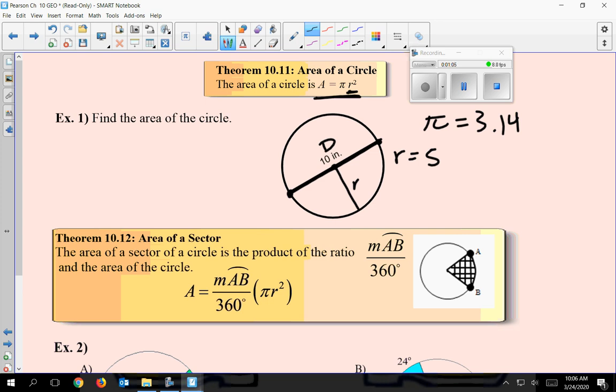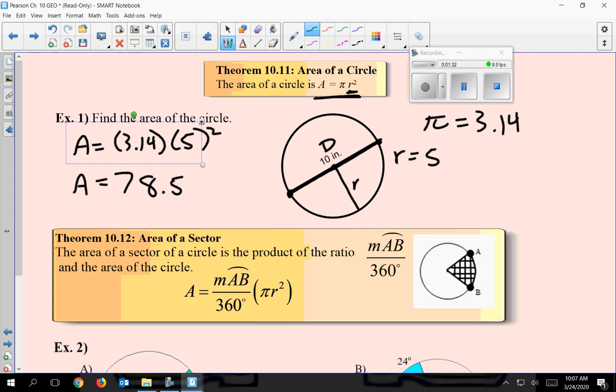So going ahead, they want me to find the area of the circle. So the area is going to be pi times the radius squared. I'm only squaring the radius. A lot of mistakes are made by squaring everything, okay? So I'm going to go ahead and square 5. That gets me 25. I multiply it by 3.14, and I'm going to get an area of 78.5. They are giving me inches as my units, and it's an area, so we're going to square it.